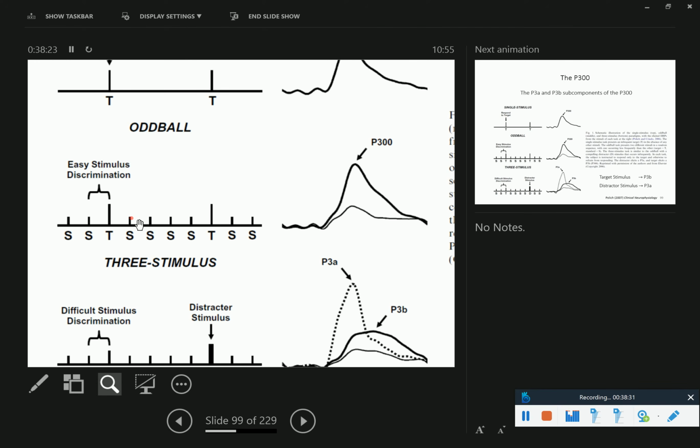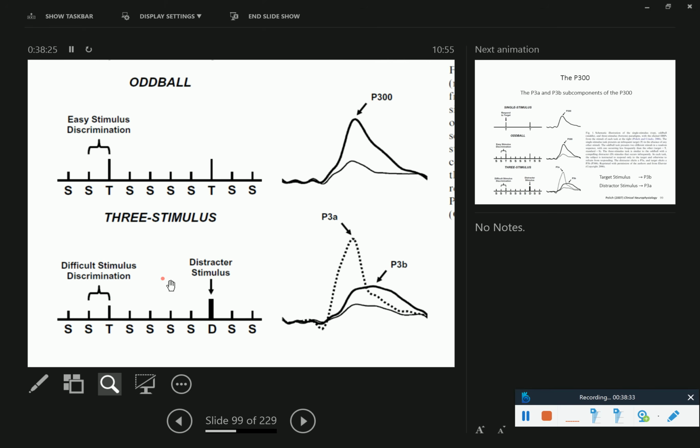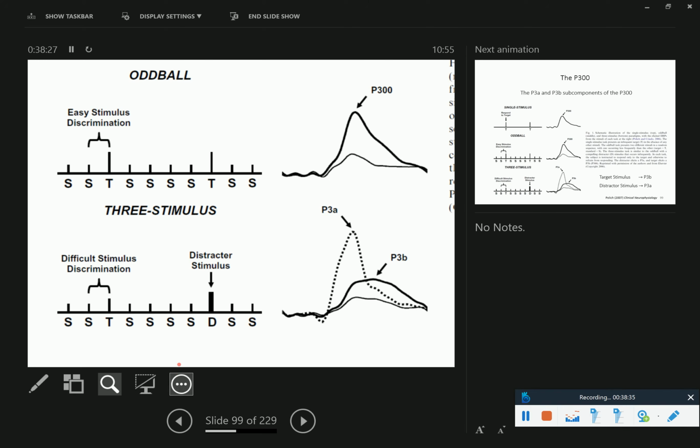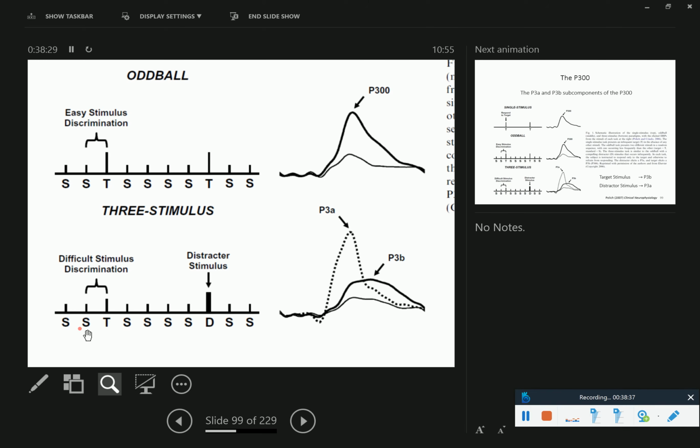Actively by pressing a button. And what is then shown here is that you have a standard stimulus to which you're not responding, a target stimulus to which you're responding, and a distractor stimulus to which you're also not responding physically. So you're not pressing a button, but you're of course attending to it, because you have to attend to the whole thing to be able to press the button when you see or hear the target stimulus.